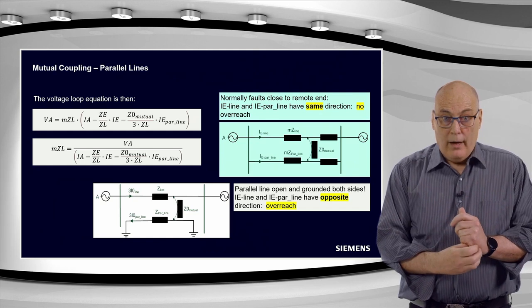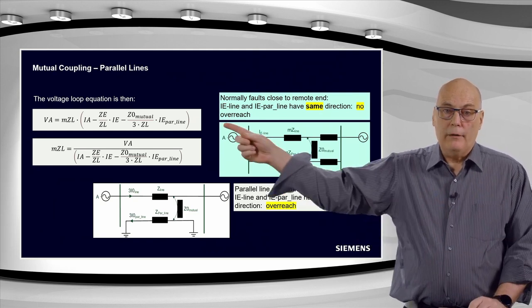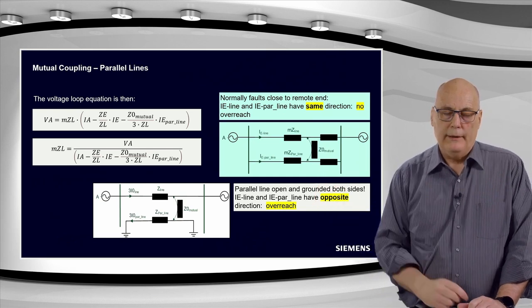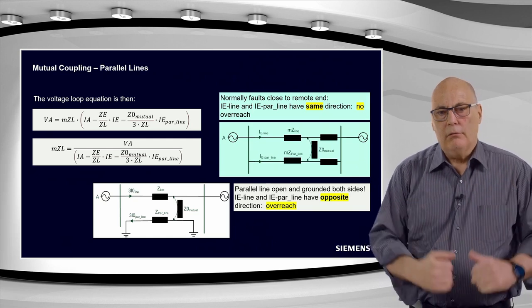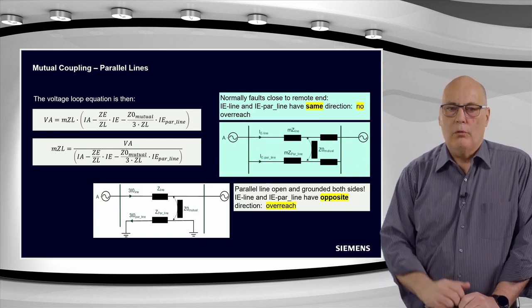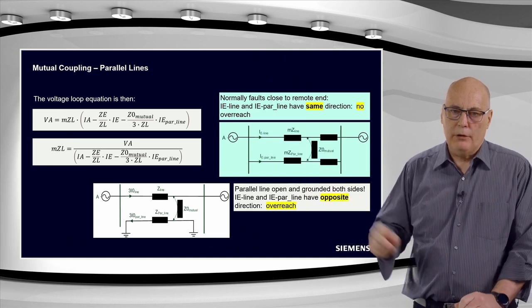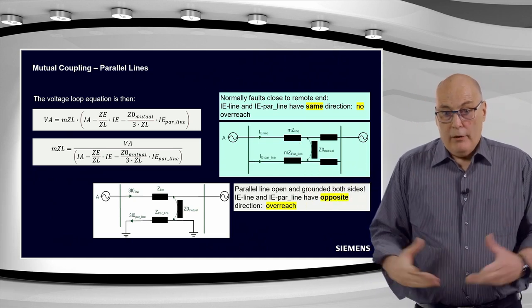So for the parallel lines, there is a modified loop equation, because the influence of the parallel line, as shown over here, is going to add an additional voltage drop when you do your loop equation. Okay, and this coupling that we have shown here really only exists in the zero sequence. Why only in the zero sequence?